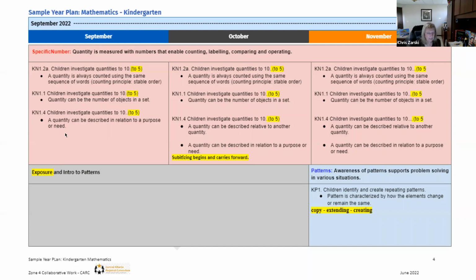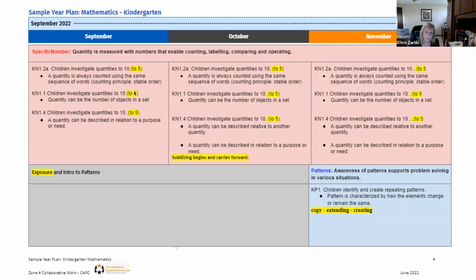So the next piece that we need to know is underneath each of these sections. So here I have my pink section, which is number. I see that there are 3 outcomes that teachers have identified they would likely start in September with. And your outcome says children investigate quantities to 10. So the question is, are you just going to jump straight to 10? Or are you actually going to probably scaffold their learning and see where they're at, check for mastery? And so most teachers said, well, I would probably go to 5 to begin with.